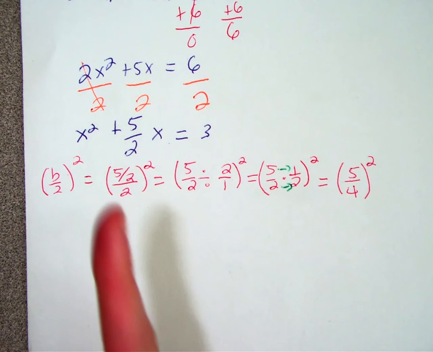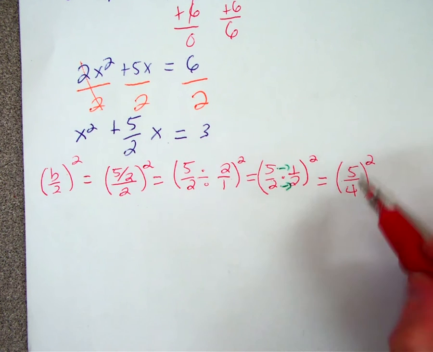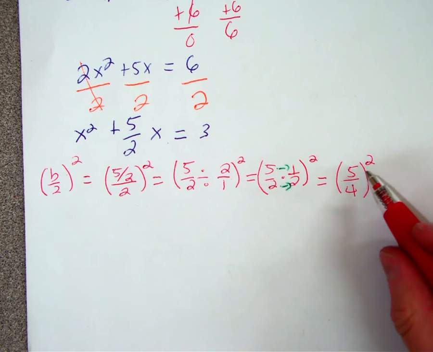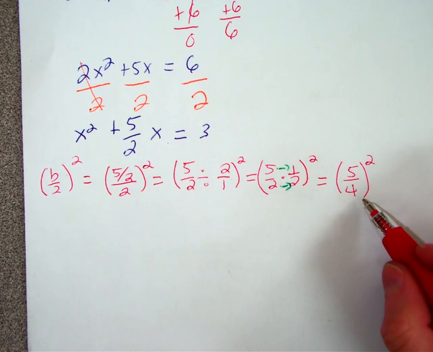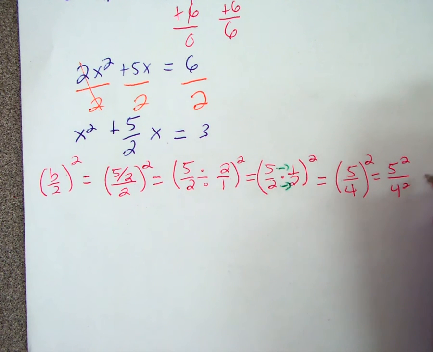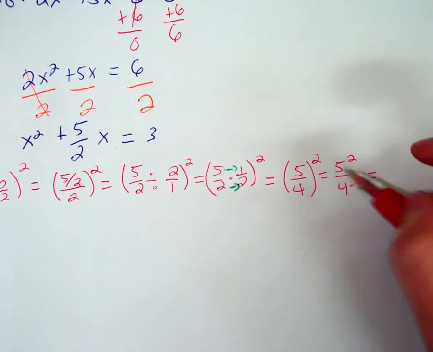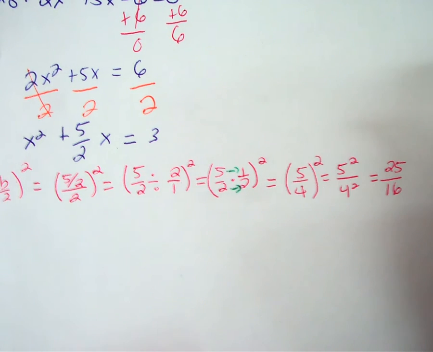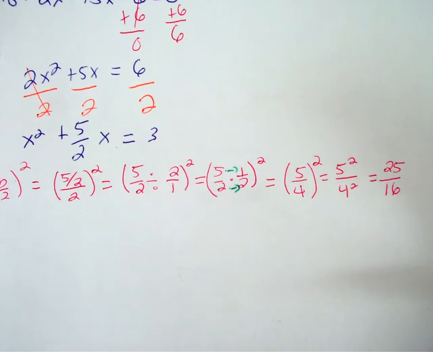And I bet you remember from the last problem, how do we square a fraction? You do square the numerator and the denominator. So we're going to square the 5 and the 4. So we're going to do 5 squared over 4 squared. Okay, which 5 squared is 25, and 4 squared is 16. And guess what, you guys? We have finally found the b over 2 squared.